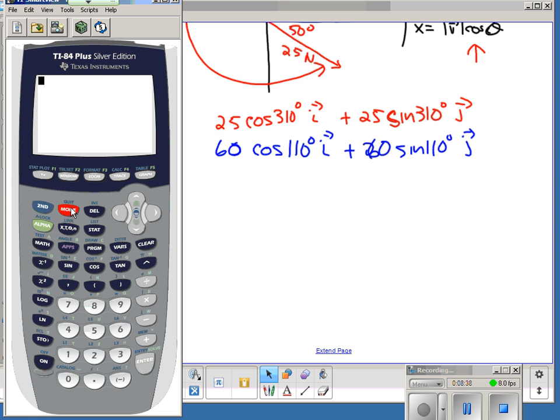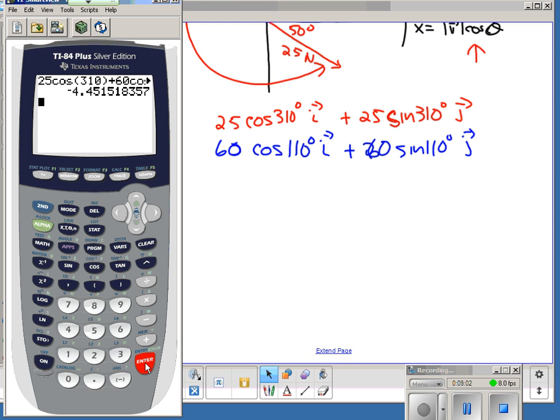We're going to do 25 cosine of 310, and add that to 60 cosine of 110. I'm going to store that, because I'm going to use this later. I'm going to store it in alpha x, because that's my x quantity, sort of the magnitude in the x direction. And there's that answer.